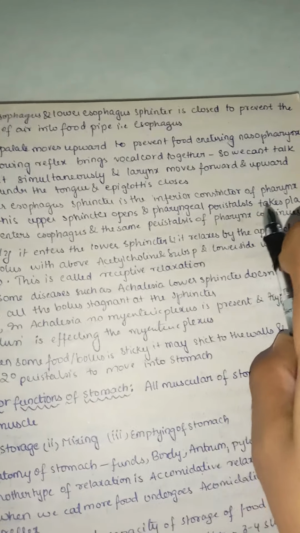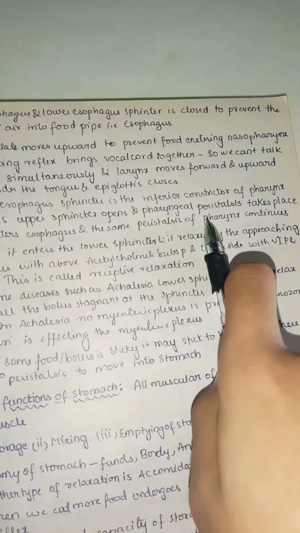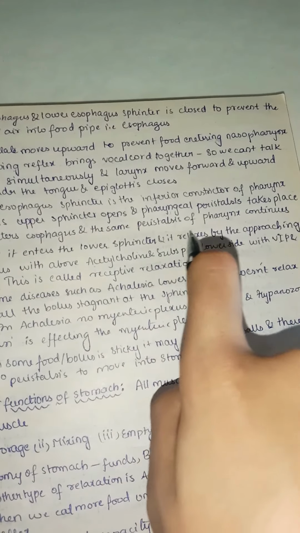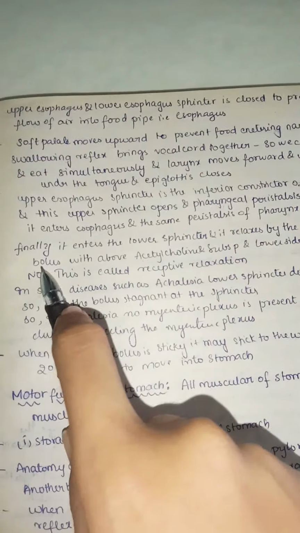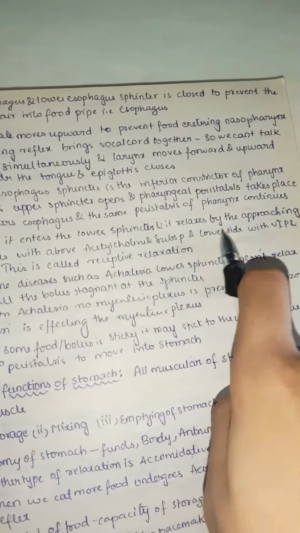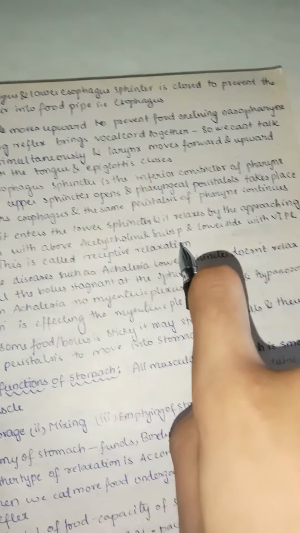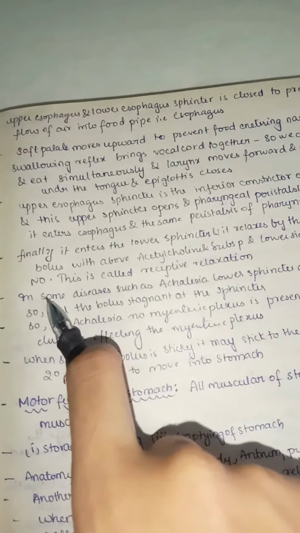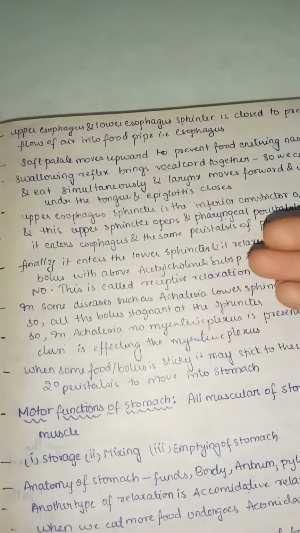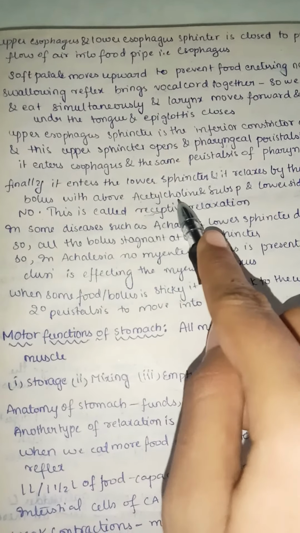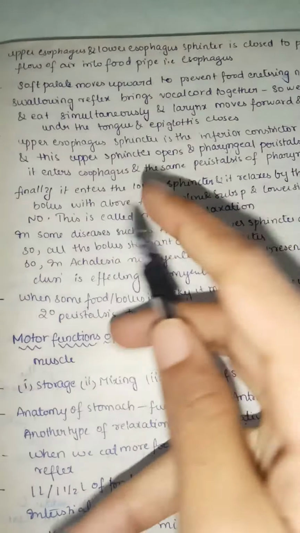So the upper esophageal sphincter is the inferior constrictor of the pharynx, and this upper sphincter opens and pharyngeal peristalsis takes place. It enters the esophagus and the same peristalsis of the pharynx continues. So finally it reaches the lower sphincter and it relaxes by the approaching bolus, with acetylcholine and substance P from above and VIP and NO from the lower side. This is called receptive relaxation. We already discussed this process, right? Why is it called receptive relaxation? Because here acetylcholine is acting on a receptor, right?